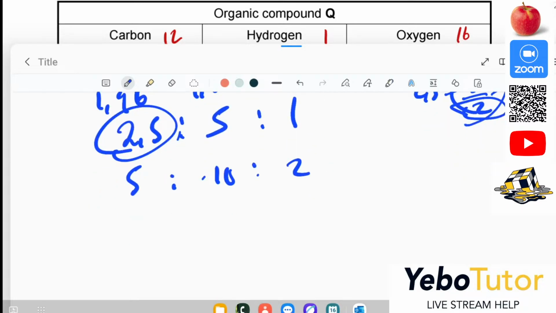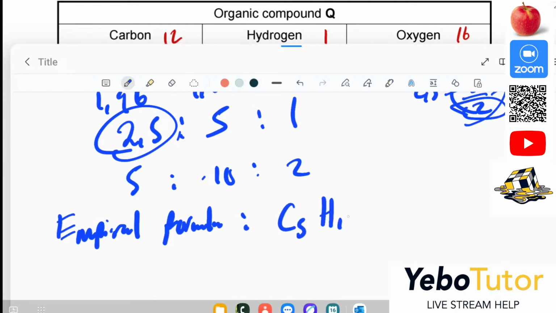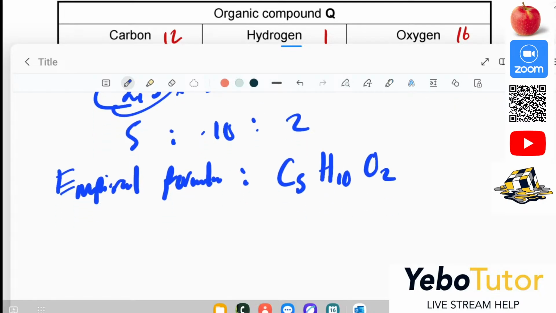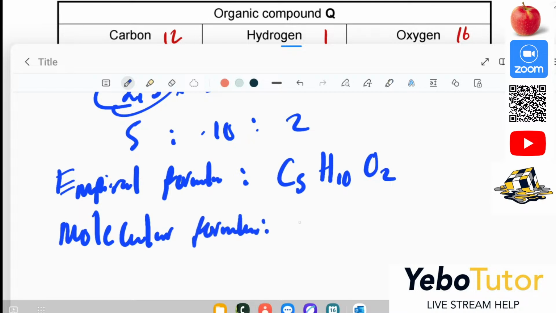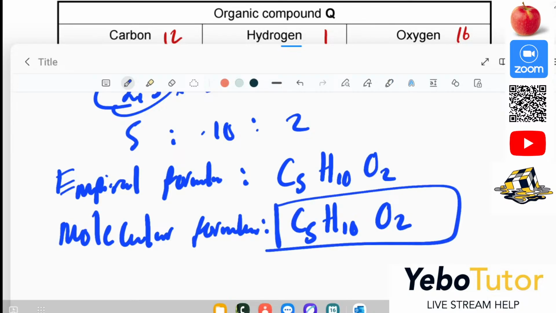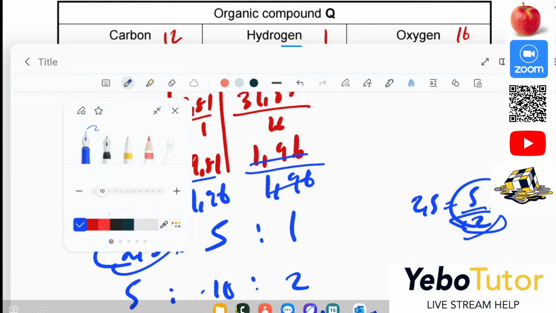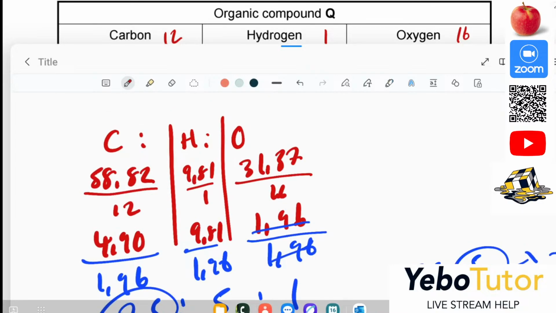So now we can see that our empirical formula, grade 11 work, will be C5H10O2. Then for the molecular formula, as they have asked, that will be C5H10O2. So what is very important in this question is to understand that we need to solve and get the molecular formula using our empirical formula.